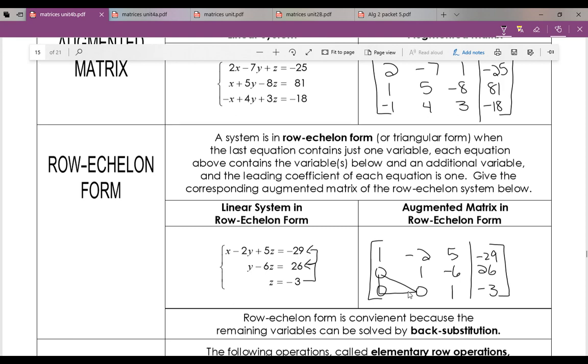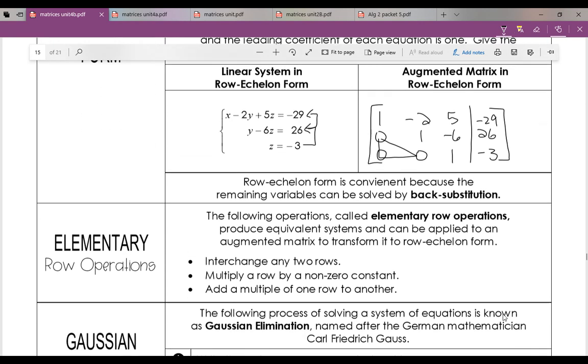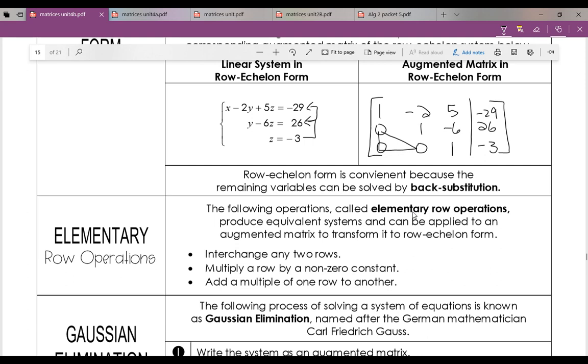What do you notice about the main diagonal in this problem? They're all ones. That's exactly right. Okay, that is the ideal scenario. You want 1x, 1y, 1z as you go down that diagonal. So what we're going to talk about is how we can use this row echelon form and row operations to take a system and rewrite it in this format so that we can solve it.